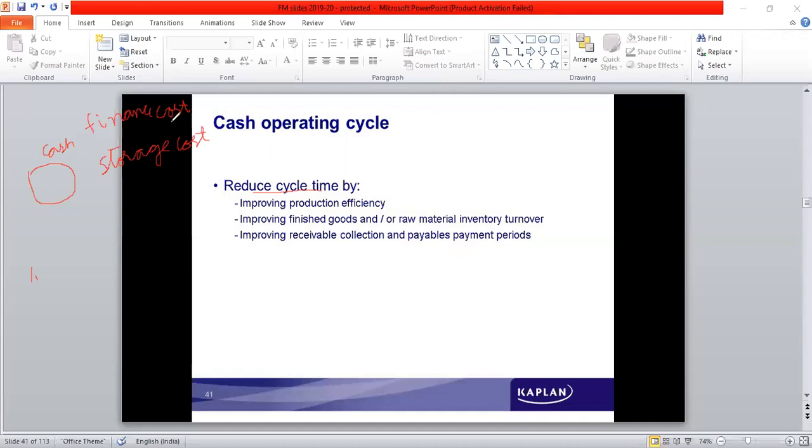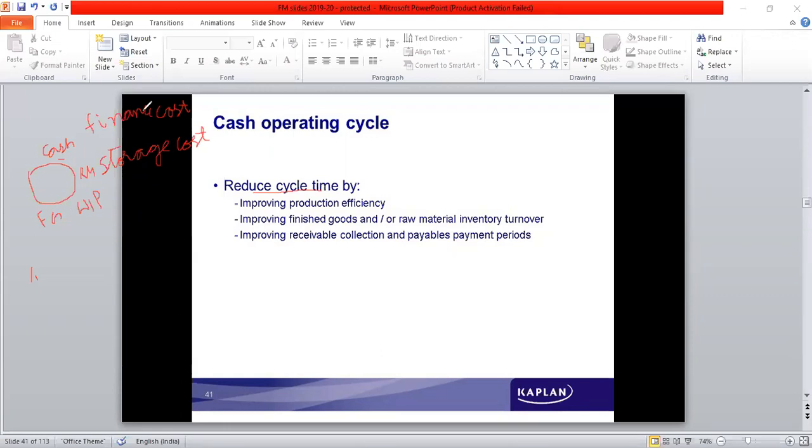So cash which is invested into inventory, in any form of inventory, raw material, work in process, finished goods, all of them require cost of storing them. And the very fact that investment is made attracts finance costs. Okay. So for that reason, the operating cycle has to be reduced. So what are the ways in which the operating cycle can be reduced is what we will look into.